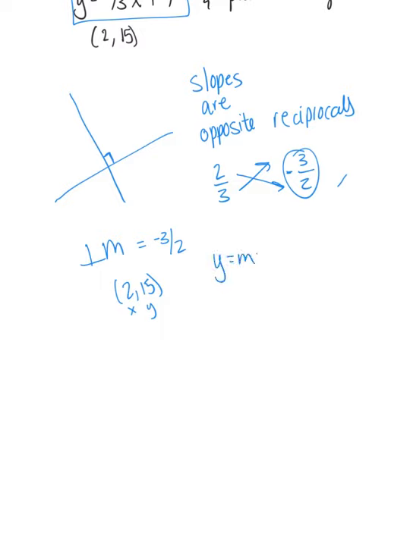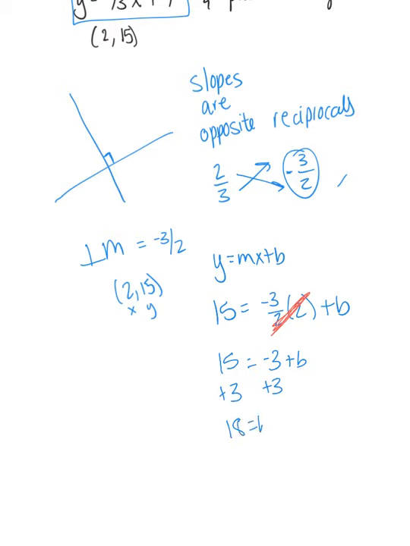So plugging that into y equals mx plus b gives me 15 equal to -3/2 times 2 plus b. Then I'm going to go through and multiply those to cancel, and I am left with 15 equals -3 plus b, and I'm going to add 3 to both sides to get 18 equal to b. So then my equation, putting it all together, would be y equals -3/2 x plus 18.